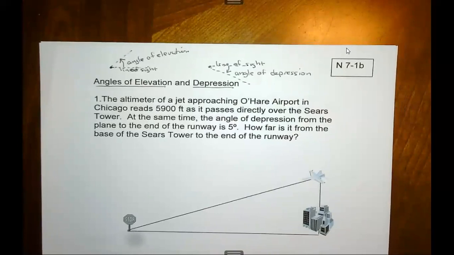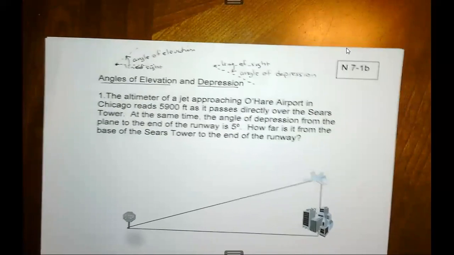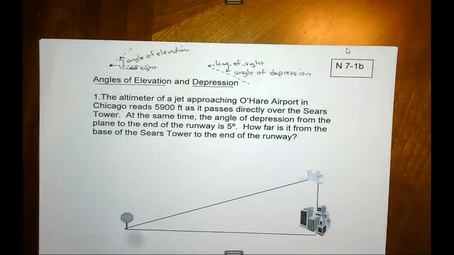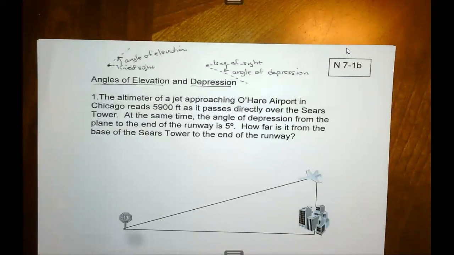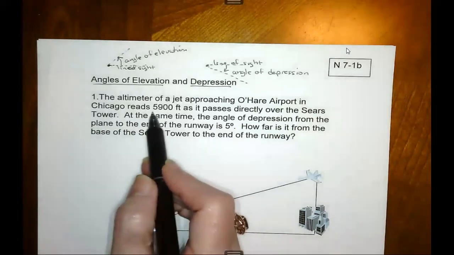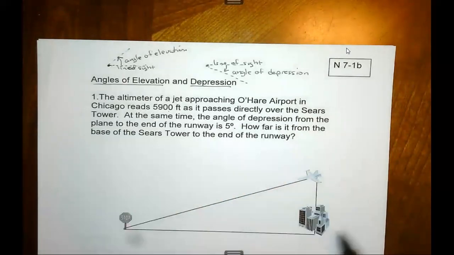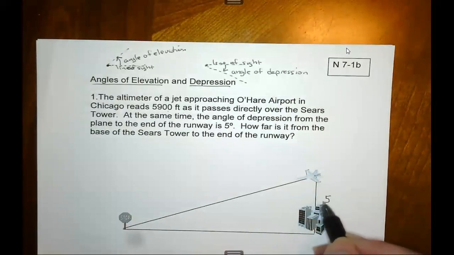All right, this one says the altimeter of a jet approaching O'Hare Airport in Chicago reads 5,900 feet as it passes directly over the Sears Tower. Okay, the altimeter is what tells the plane how high it is off the ground. So if it reads 5,900 feet directly over the Sears Tower, that's talking about right here, is 5,900 feet.